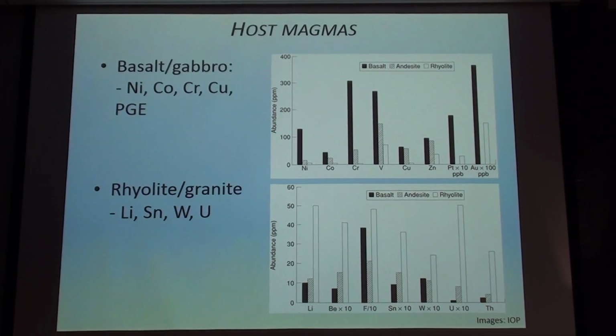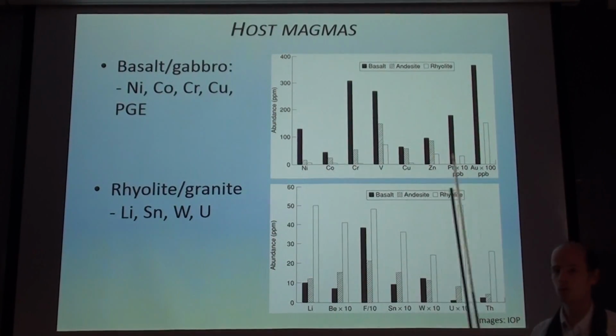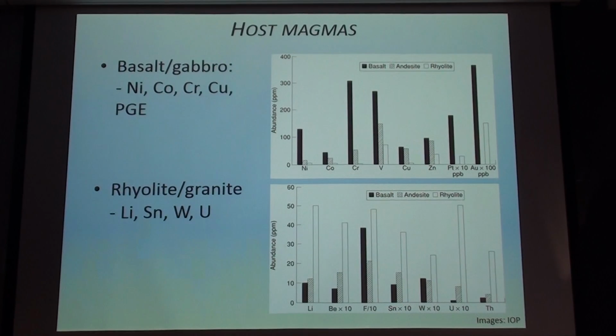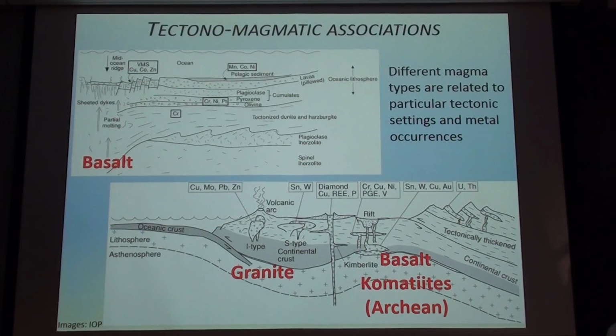Depending on the host magma, we will have different deposit types. In more mafic magmas, we tend to have metal deposits of nickel, cobalt, chrome, copper, and PGEs, whereas in felsic magmas we have a different metal association: lithium, tin, tungsten, uranium. And because different magma types occur in different tectonic settings, deposits also tend to be associated with different tectonic settings.